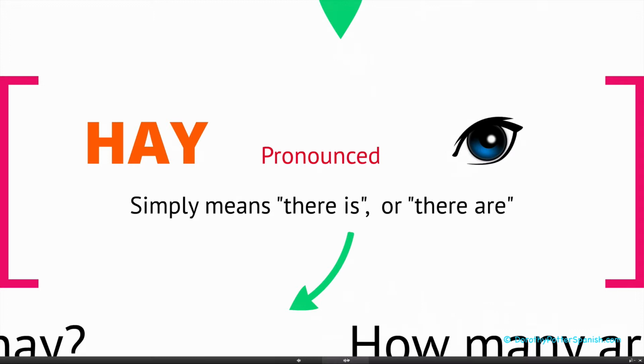Haber sounds like this, I. And you'll notice I don't have yo, tú, usted, and all of that because this verb is impersonal, literally meaning nobody does it. What does that mean? It means that it's about general existence. There is or there are. Now, this is another of those moments that you have to get used to the idea that in English, you express this idea with two words. There is. There are. In Spanish, we just say I.